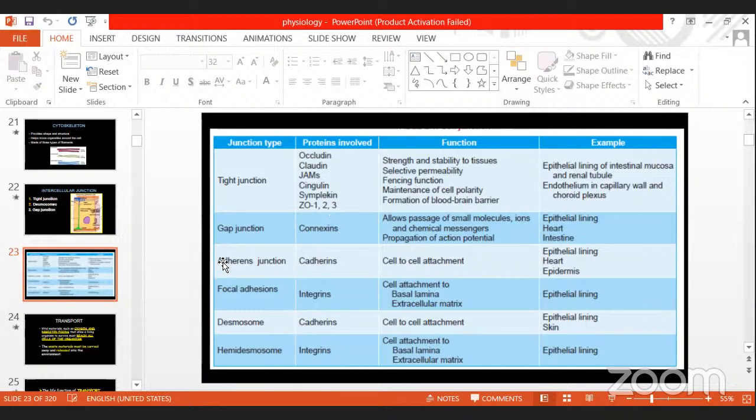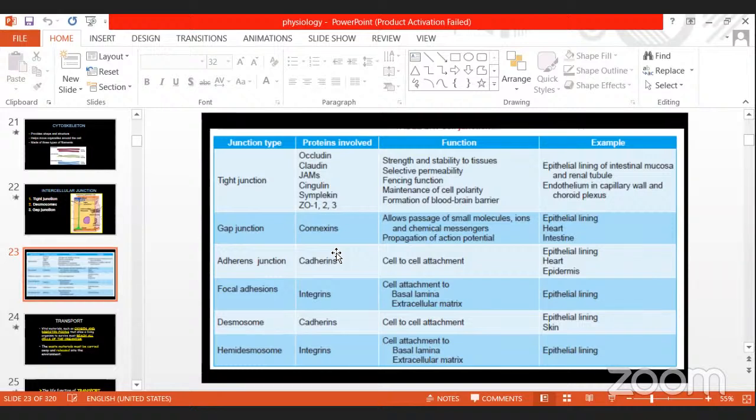And the next one is the adherent junction. That is one cell to another cell by a cadherin molecule. The protein cadherin will produce filament-like structures which connect one cell to another cell, and it is present in the epithelial lining, heart, and in the epidermis.